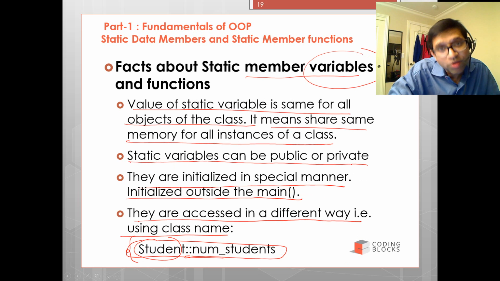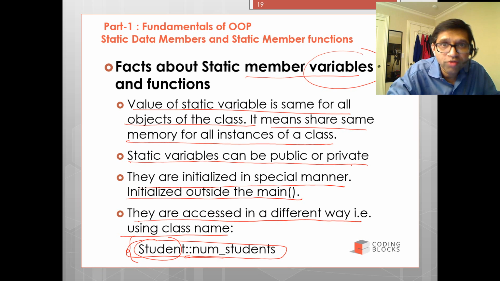Static variables can be public or private. हमने मेथड को पब्लिक रखा था और फील्ड को हमने प्राइवेट रखा था. प्राइवेट से पब्लिक भी कर सकते हैं उसको, एंड देन इफ यू मेक इट पब्लिक, यू कैन एक्सेस इन द मेन फंक्शन डायरेक्टली फ्रॉम द क्लास नेम. They initialize in a special manner. We have seen it, class name colon and the value of the field equal to, ऐसे initialize किए हमने. They are accessed in a different way using class name.